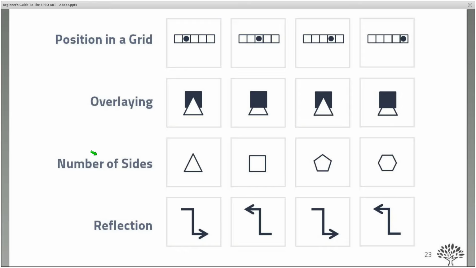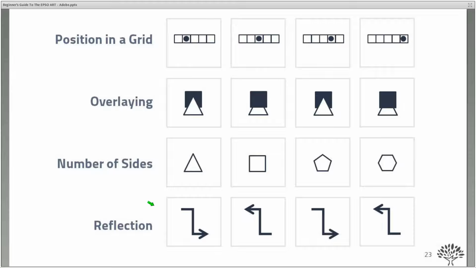Number of sides. This has the same problems, I guess, as the increasing and decreasing number of an item, in that once it gets too complicated, it becomes a counting exercise. So we might see the number of sides increasing or decreasing or alternating, but you're not going to be counting a dodecahedron or whatever it's called, a 12-sided shape or 20-sided shape or something like that. It's usually going to be kept relatively simple.